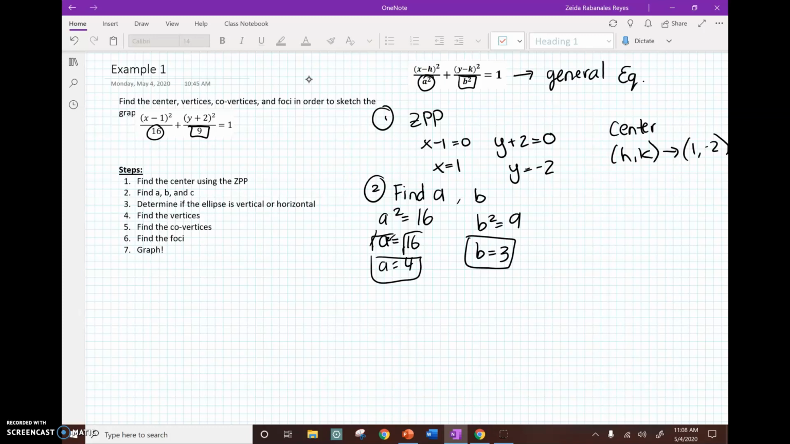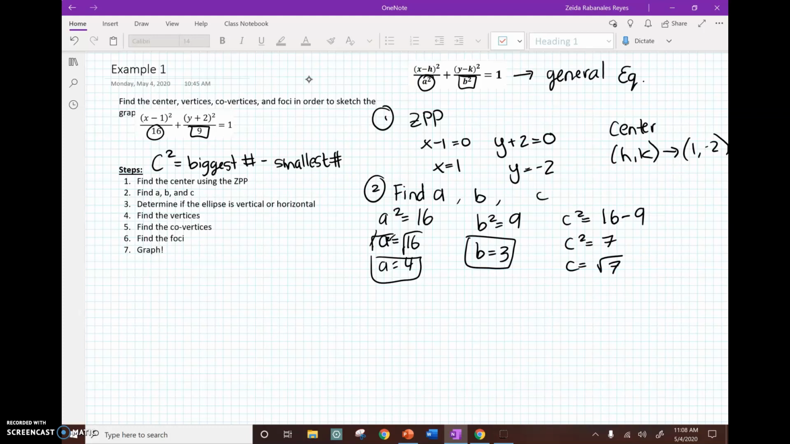And then we're going to find C. And C actually has a formula. C squared is equal to the biggest number minus the smallest number. And in this case, my biggest number is 16 minus 9. So then that will give me 7. So then C is equal to the square root of 7.